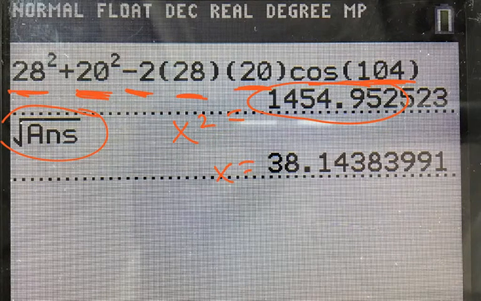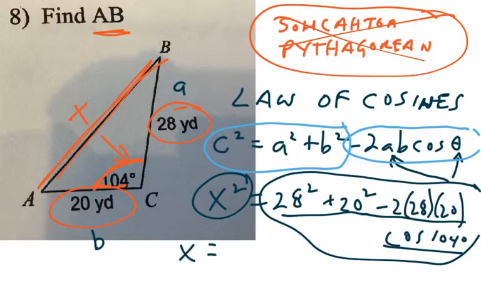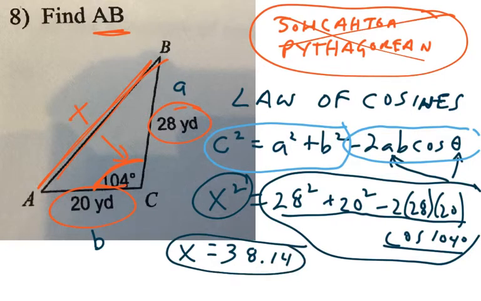And my x, therefore, is 38.14. So I know my x is 38.14. If we want to round off a little bit, guys, how about we keep at least one decimal place? So we'll say 38.1 yards, since the units are yards. Okay. Pause the video if you need to.